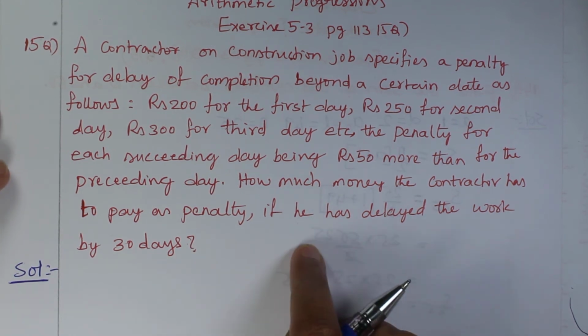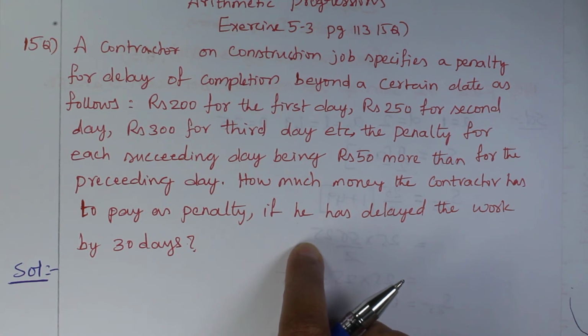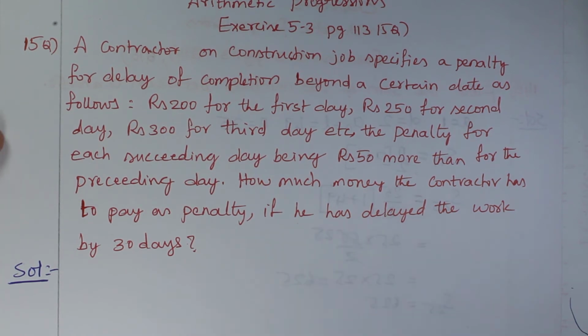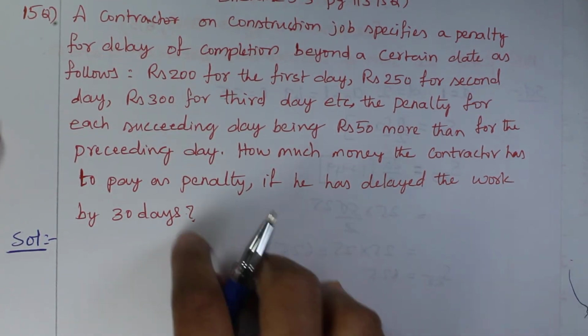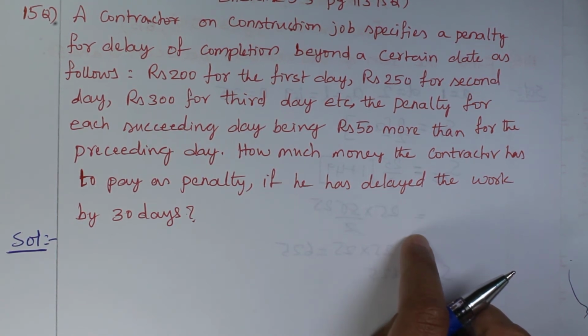So in a construction job, after a certain date, there is a penalty for delay. The first day penalty is rupees 200 and after that for each additional day the amount of penalty increases by rupees 50. So this is an arithmetic progression, right? Because each day the amount of penalty is increasing by a constant amount of 50 rupees. So that's why this is an arithmetic progression.